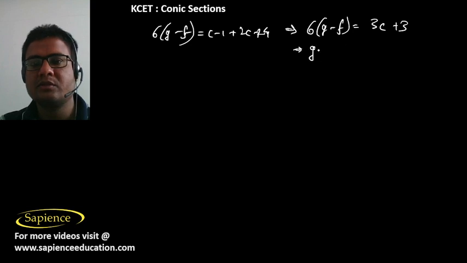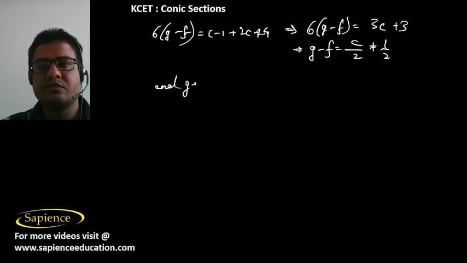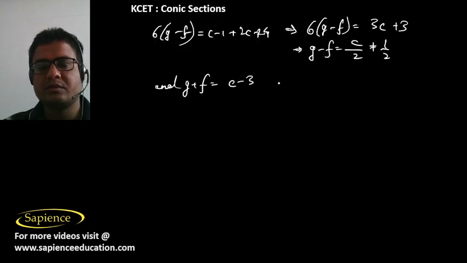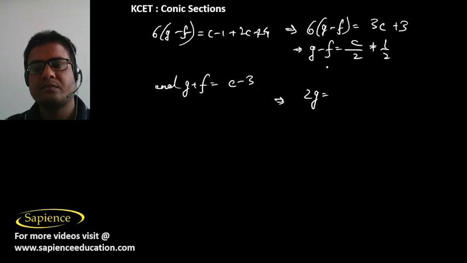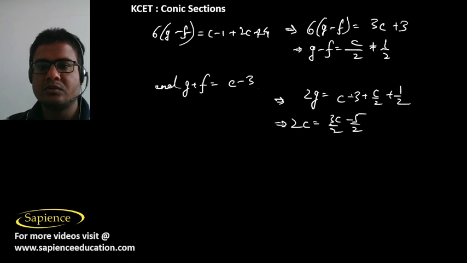So therefore we can say g minus f, that is equal to c by 2 plus 1 by 2. And we have g plus f is equal to c minus 3. So if we add them, then we will get that 2g, that is equal to c minus 3 plus c by 2 plus half. So therefore 2g, that is equal to 3c by 2 minus 5 by 2.